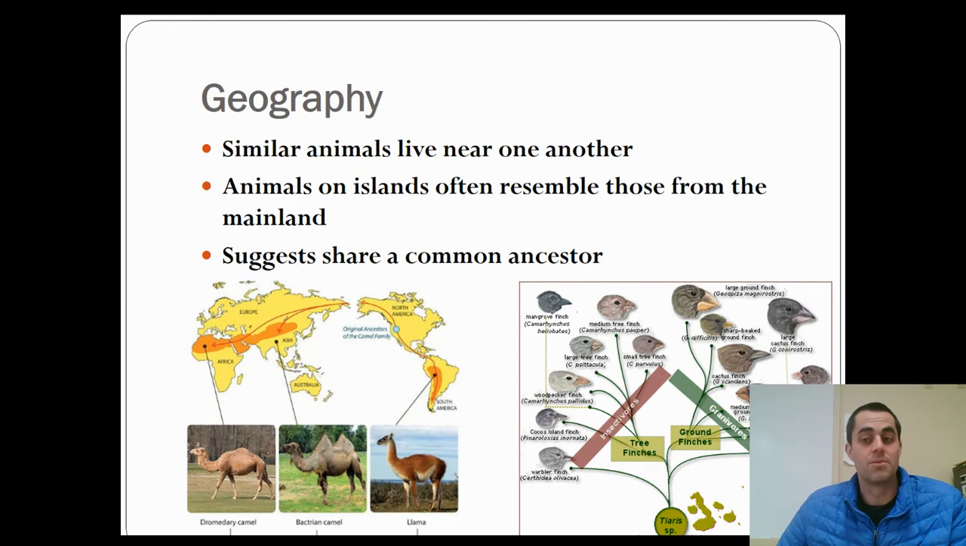Well, why? An individual must have flown or swam or floated to the islands from the mainland, and then it diverged from there. And we'll talk about that divergence next week.